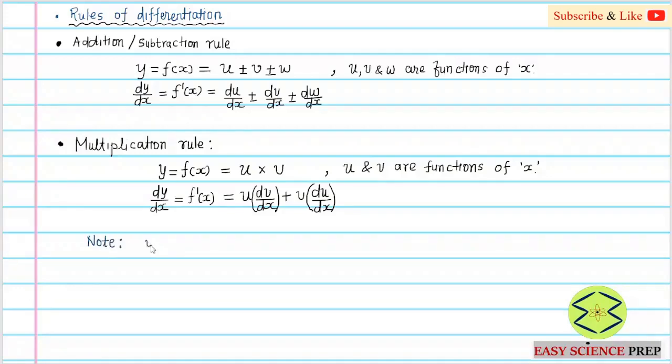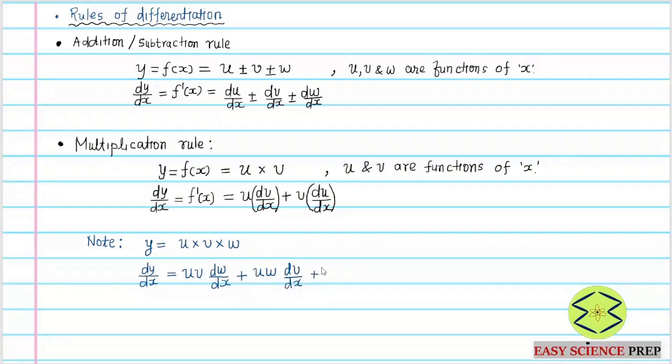If you have y equals u times v times w, then differentiation of y, you have to take one by one. So you take u and v as it is, and you differentiate w first. Anything you can do first, no issue. Then you keep u and w together, then differentiate v, and then you keep v and w as it is, and you differentiate u.